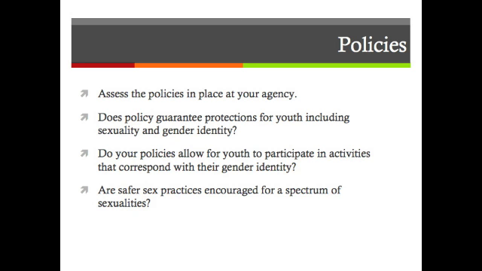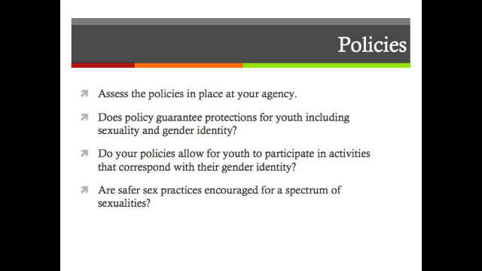So policies, we're going to want to take a critical stance with the way you look at your policies, and this could require some going into the books and figuring out what is already taking place. So do policies guarantee protections for youth, including sexuality and gender identity? If you don't see those kind of buzzwords, then maybe there's something you want to add onto there.